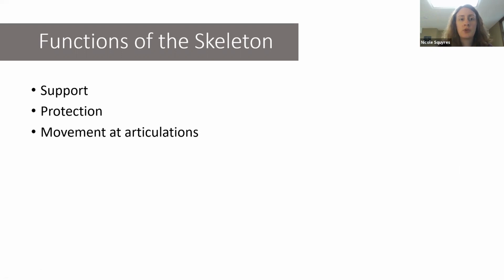And it's also going to be crucial for allowing us to move, right? Articulations, also known as joints, are going to be where you have connections between bones of the skeleton and where you can have movement between bones of the skeleton. And the skeleton is also going to provide attachment points for muscles and tendons, which creates leverage for those so that they can move our body.